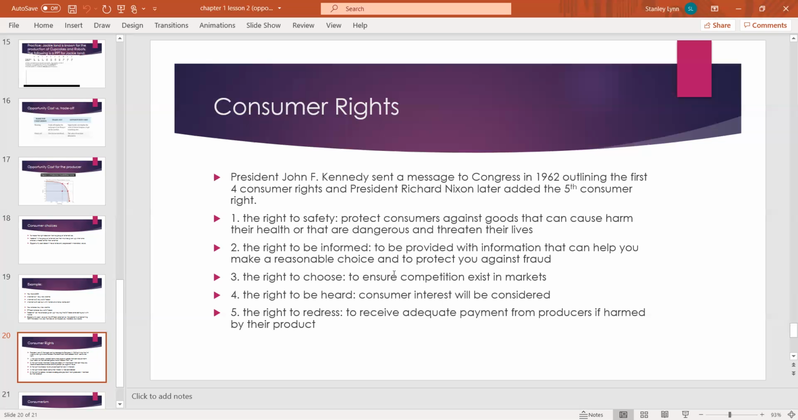And finally, you have the right to redress, which means that if any good or product does not suit you or has harmed you in any way, you have the right to go and return it for money back, and the seller is obligated to return your money completely because they have not given you a product that is safe or that has harmed you.